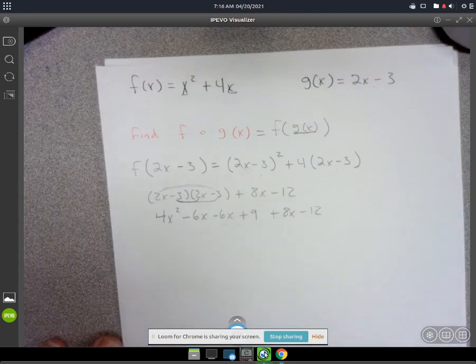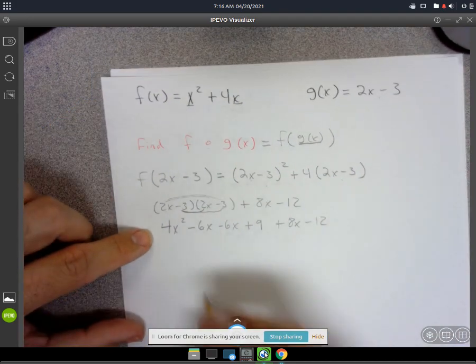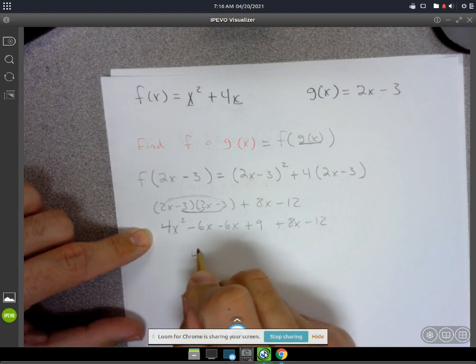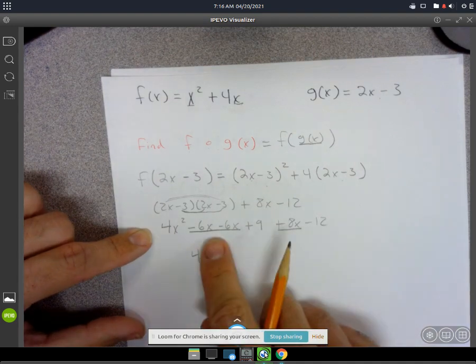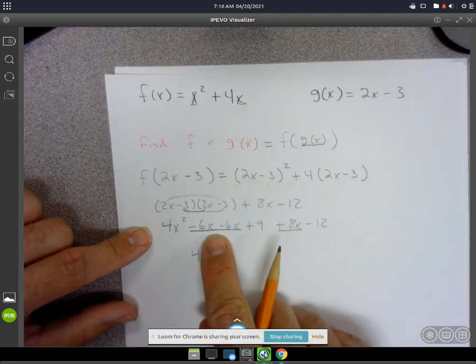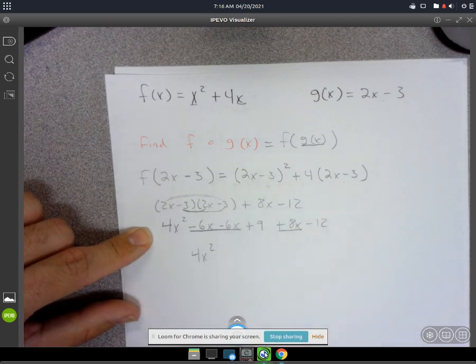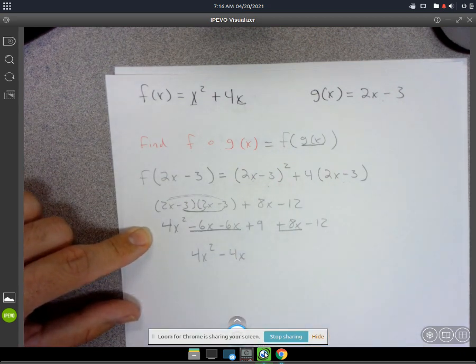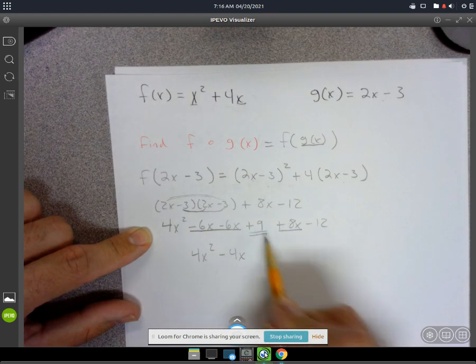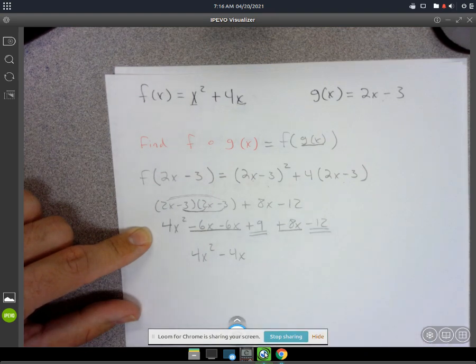All right, combine some terms. You get 4x squared. And then we can combine those with that one. So it's negative 12 plus 8. Negative 12 plus 8 is negative 4. And then you've got a positive 9 and a negative 12. So that'll be a minus 3. Awesome.